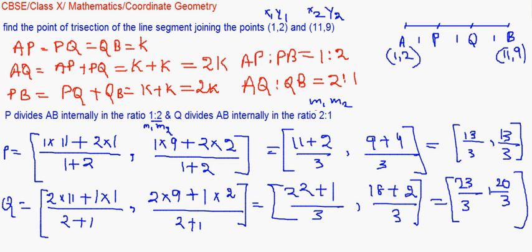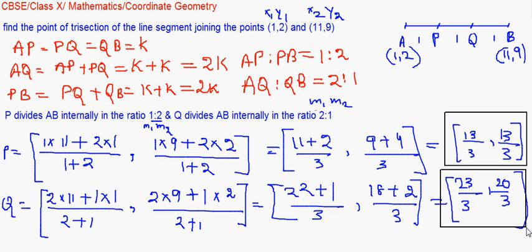So this one is the coordinates of P, which is dividing AB internally in the ratio 1:2. On the other hand, this one is the Q coordinates, which is dividing AB internally in the ratio 2:1.